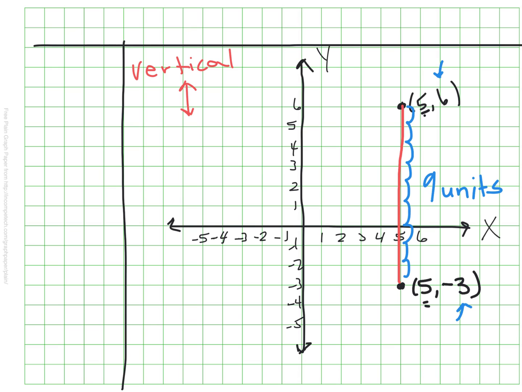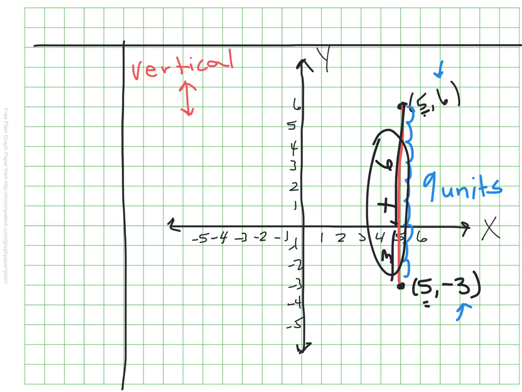Right? Since one is negative and one is positive, the points are in different quadrants. I can see how much space is in between them by thinking about how far they are from the x-axis, or 0. So here, from here to here, of course, would be 6. From here to here would just be 3. That means all together, these two together would make our 9 units.